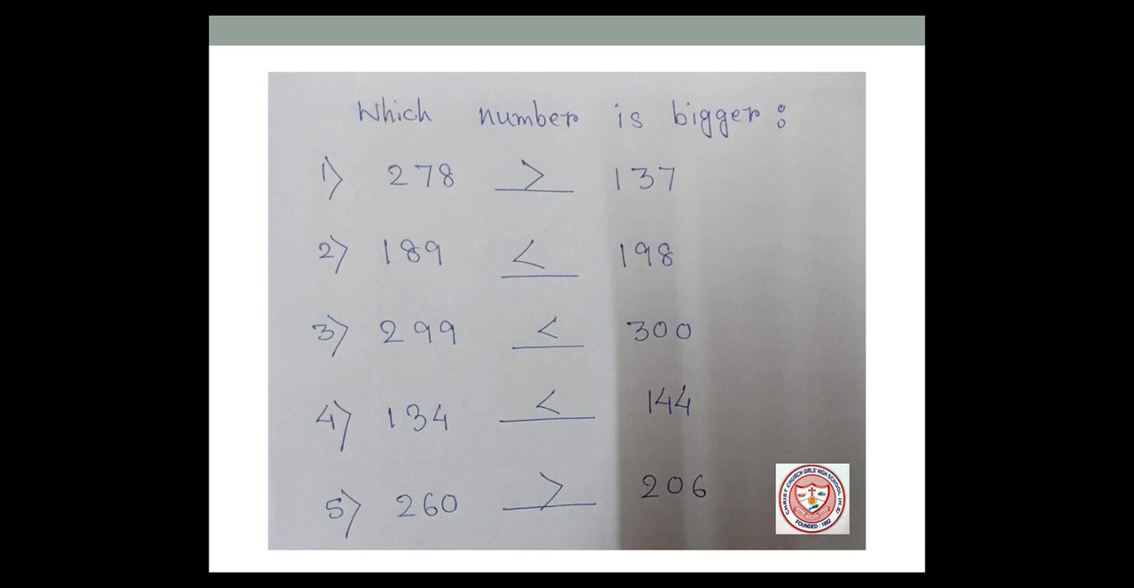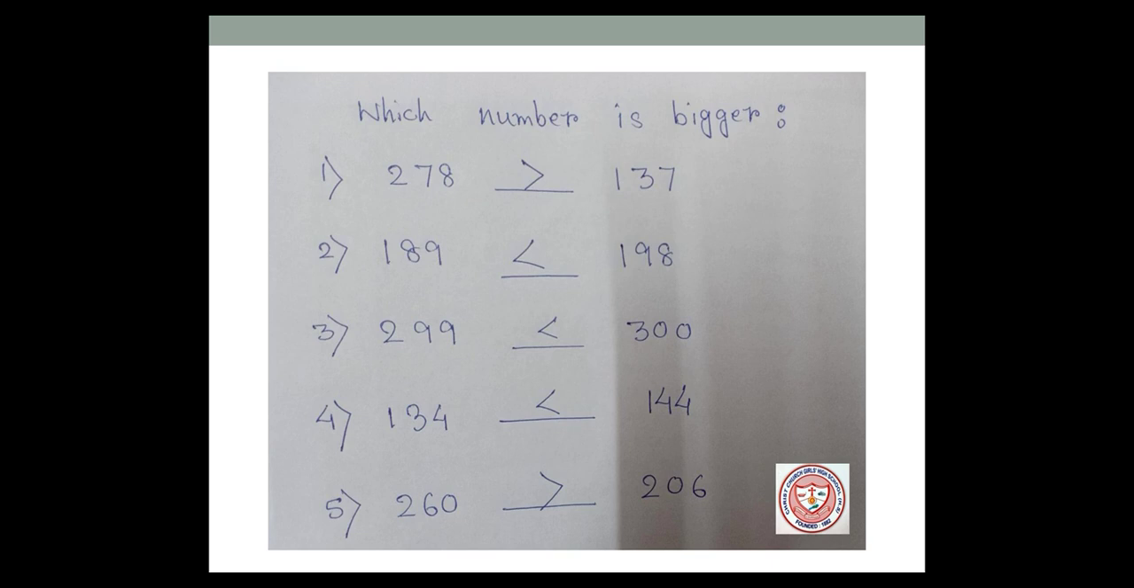For example, which number is bigger? 278 and 137. Here 278 is bigger than 137. That's why the alligator's open mouth is towards the bigger number. Similarly, 189 and 198. 198 is bigger than 189, and that's why the alligator's open mouth is towards the bigger number.